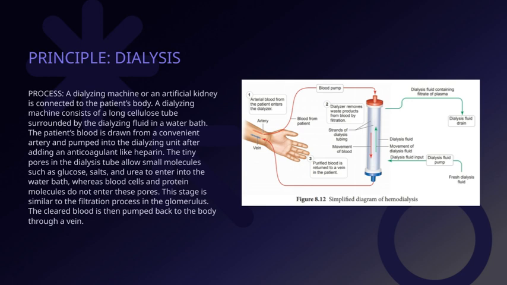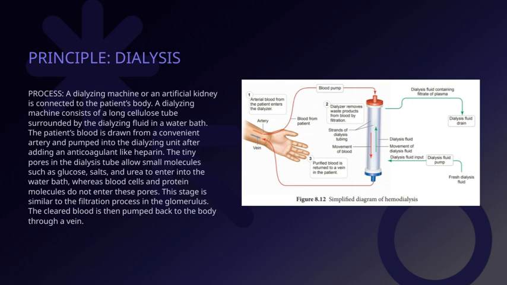Once the blood enters the dialyzing tube, tiny pores in the tube come into play. These pores allow small molecules such as glucose, salts, and urea to pass into the water bath, effectively filtering out waste products. At the same time, larger molecules like blood cells and proteins are too big to enter these pores, so they stay in the blood. This stage is quite similar to what happens in the glomerulus during natural filtration in the kidneys.